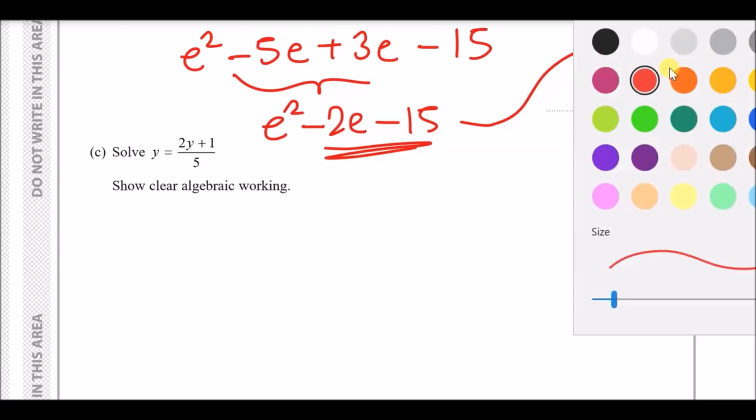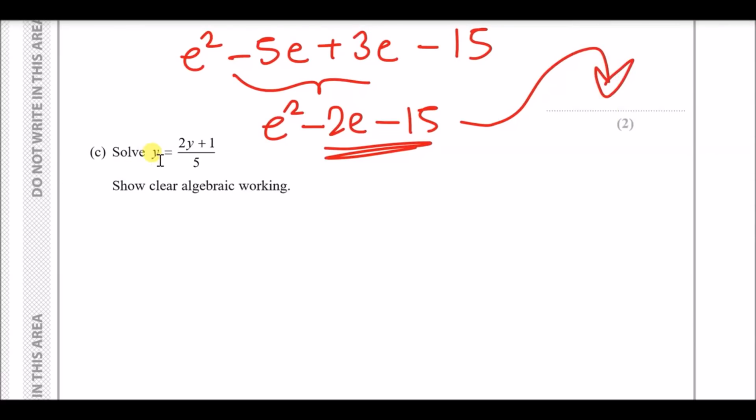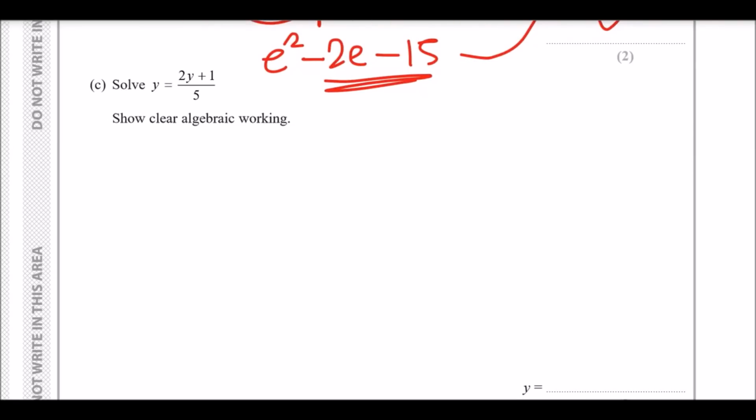Next one, yeah, solve. Let me change the pen. So solve y equals (2y plus 1) over 5. So this is straightforward. Every time you have a fraction, always clear the fraction because we don't like working in fractions. So we need to multiply by 5 across. So if you cross this 5 and stick it here, you're going to get 5y equals 2y plus 1.